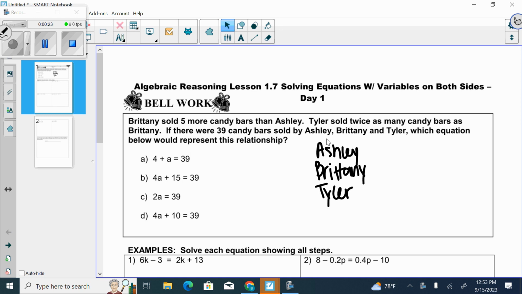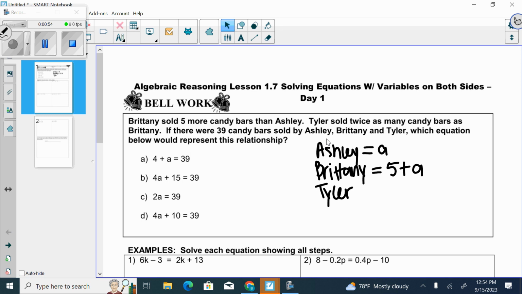All right, we are going to write down what was just described for each individual person. So Brittany sold 5 more than Ashley, but do we know how many Ashley sold? Nope. So Ashley is my variable, right? A. Okay. All right, and if Brittany sold 5 more than Ashley, what would I write beside Brittany? 5 plus Ashley, which we said was A.